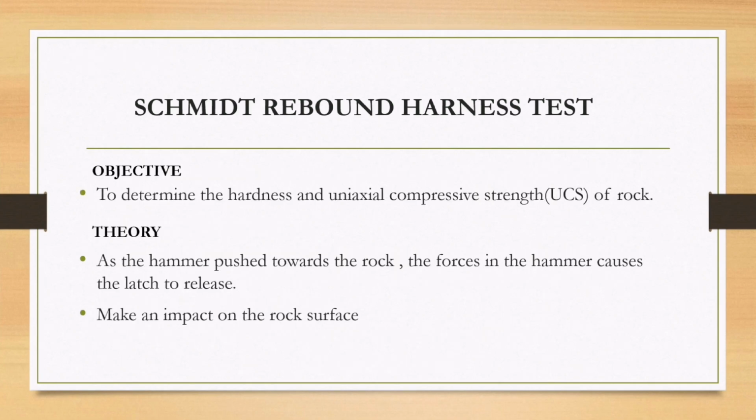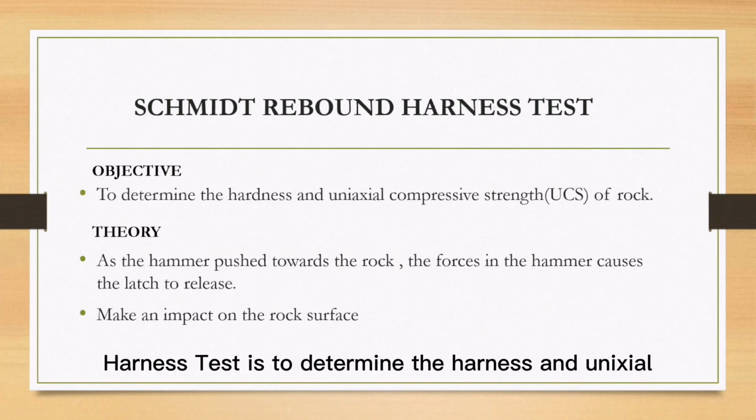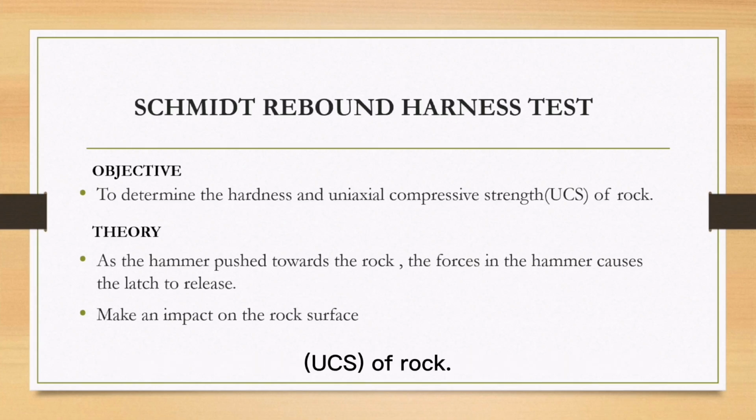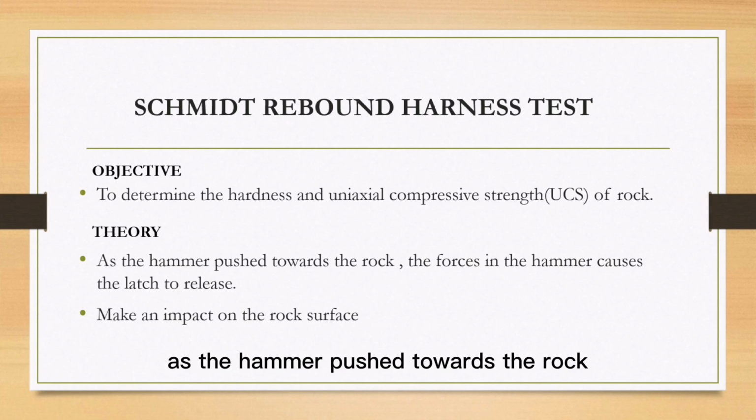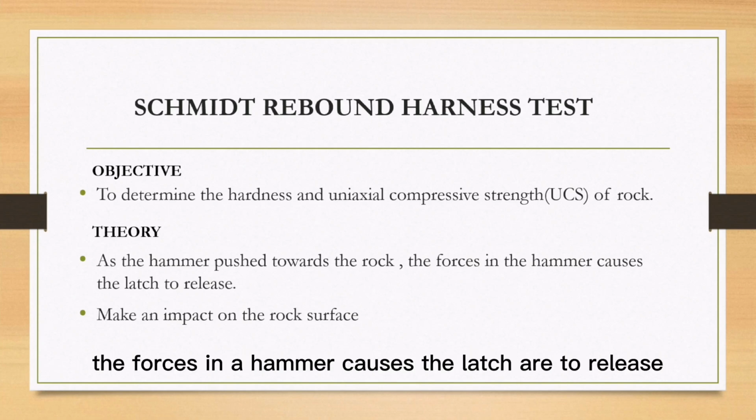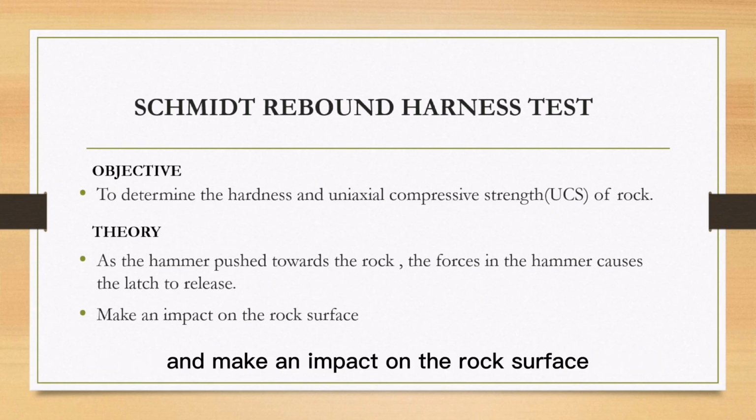Apart from that, the objective of the Schmidt rebound hammer test is to determine the hardness and uniaxial compressive strength (UCS) of rock. Next, the theory: as the hammer pushes toward the rock, the forces in the hammer cause the latch to release and make an impact on the rock surface.